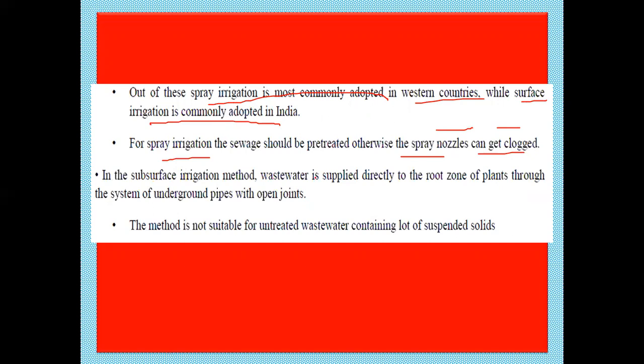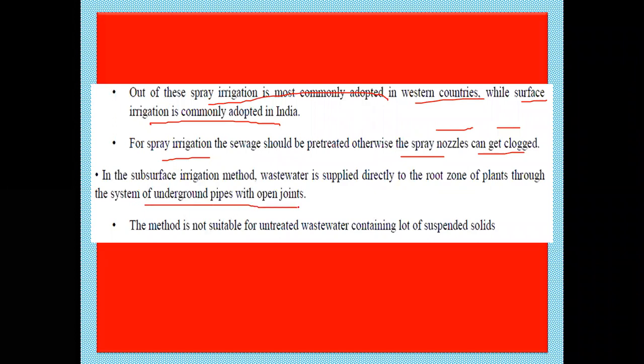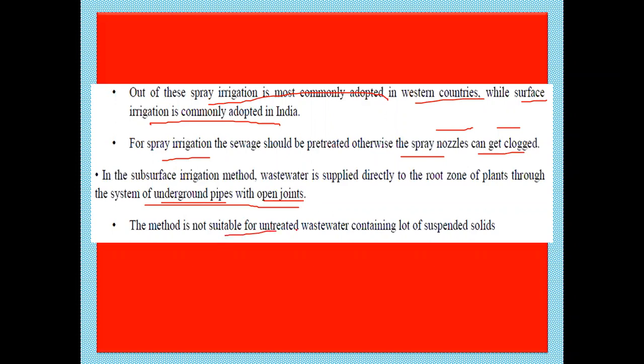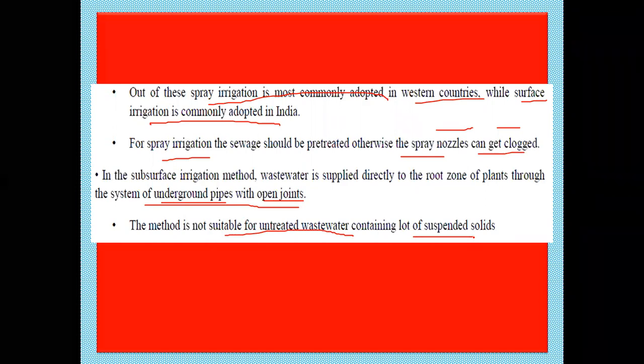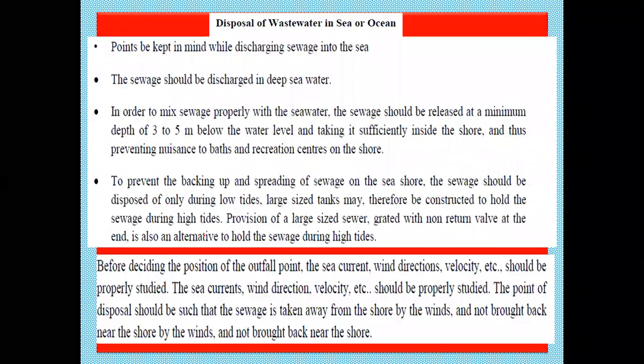In the subsurface irrigation method, wastewater is supplied directly to the root zone of the plants through a system of underground pipes with open joints. This method is not suitable for untreated wastewater containing lots of suspended solids. So it depends upon the types of solids coming from the wastewater. We have to choose any of the three methods: sprinkling or spray method, subsurface irrigation, or surface irrigation.